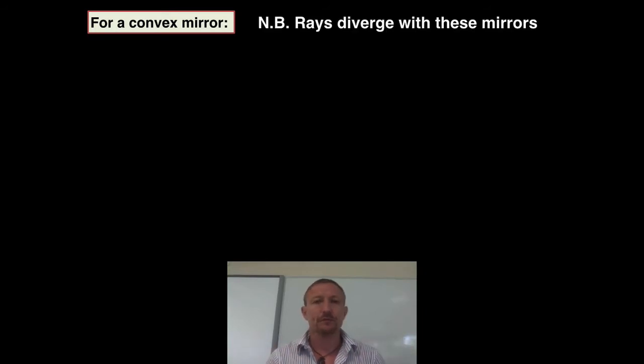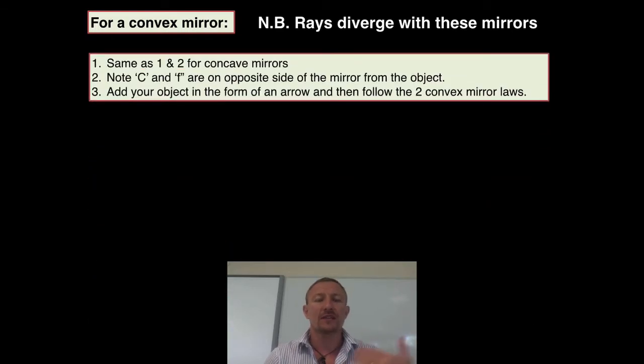Now, a convex mirror is basically one that causes the rays to diverge, i.e. they get further apart. The result of this is always going to produce a virtual image, because the image is going to be formed on the back of the mirror, so it doesn't exist, hence it's virtual. So they diverge. We do the same sort of thing as we did for concave mirrors. We put our principal axis, our mirror, our focal point, and we put in our object.